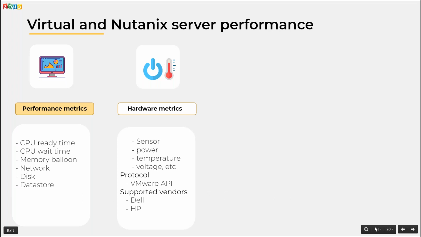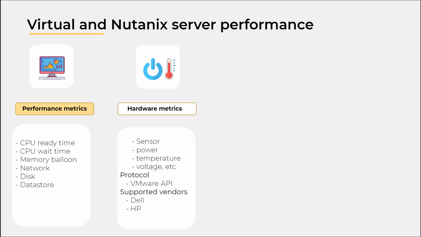monitor the hardware metrics of a device. So we monitor various hardware metrics such as sensor, power, temperature, as well as voltage. And we use the VMware API protocol to monitor the hardware metrics.